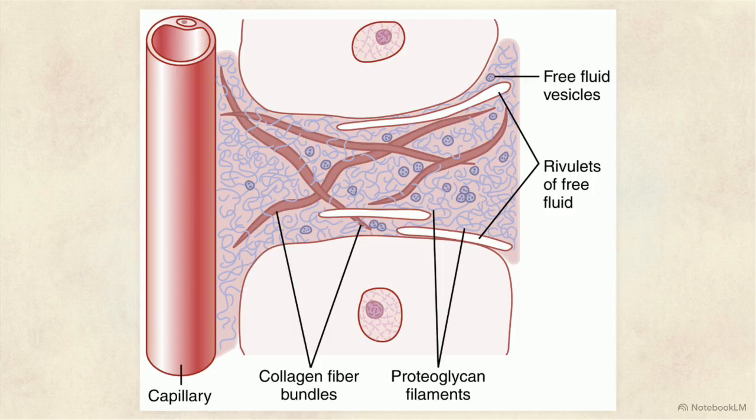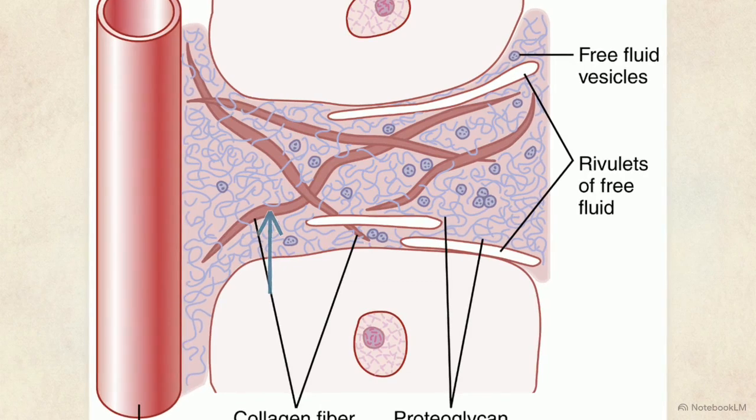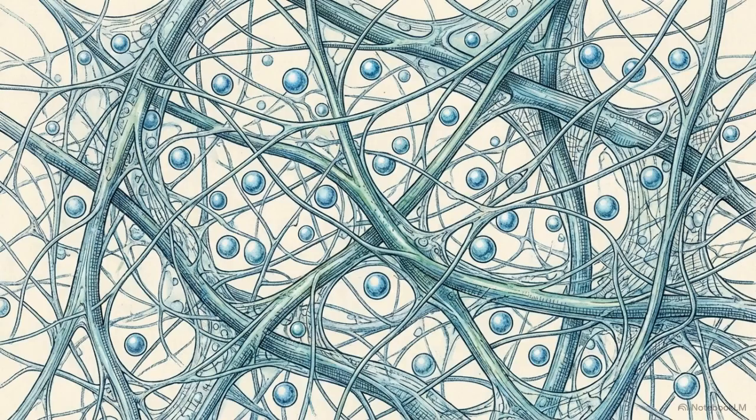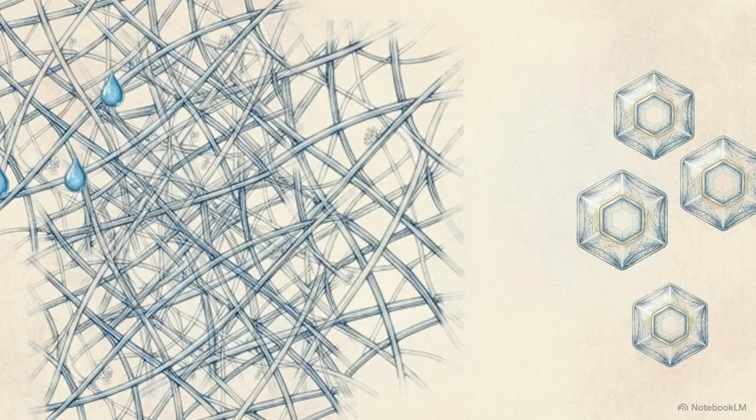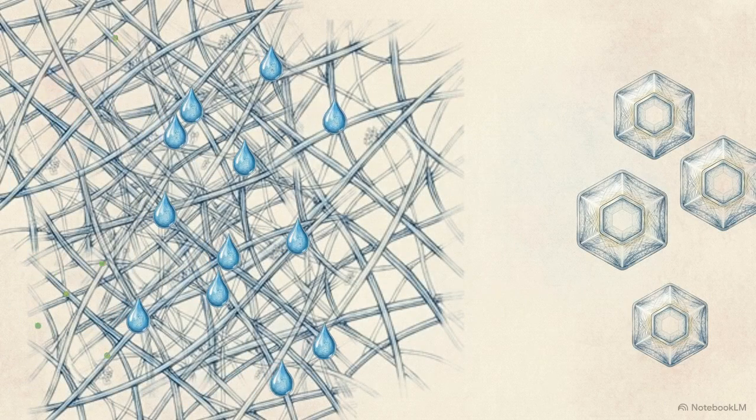To understand how this boundary fails, we look at the microscopic barrier where plasma leaks from the capillary into the interstitial space. This space is a tightly packed meshwork built of long collagen fiber bundles and a complex web of proteoglycan filaments. In normal human tissue, fluid exists here entirely in a gel state. The proteoglycan filaments physically trap fluid molecules, locking them in place so they cannot flow freely, while still maintaining enough permeability for nutrients to diffuse over to the cells.